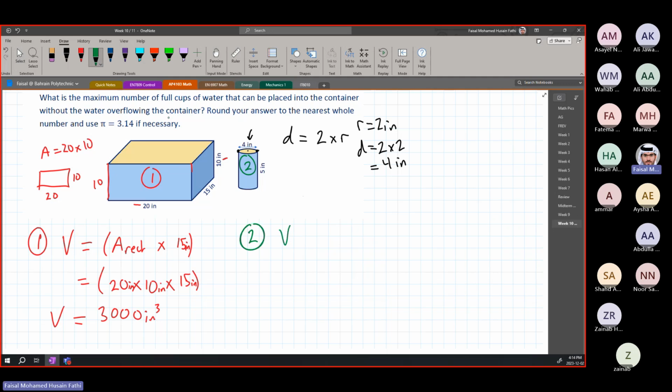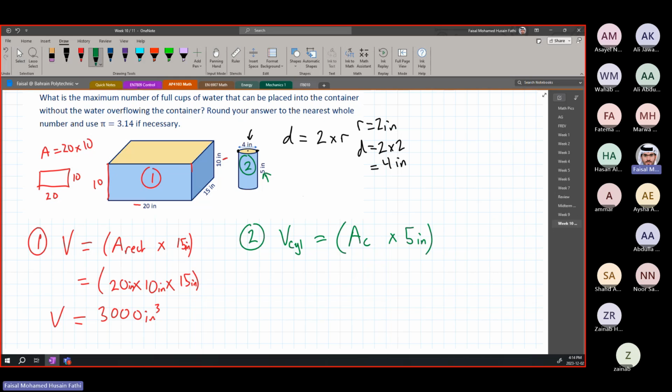Volume of the cylinder, okay, is equal to, what is the volume of a cylinder? Again, exactly the same concept: area of the base times the extended height h. In this case, it's 5 inches, this extended height over here. What's the area of a cylinder? Or of a circle, I mean. This is the area of a circle, not a cylinder.